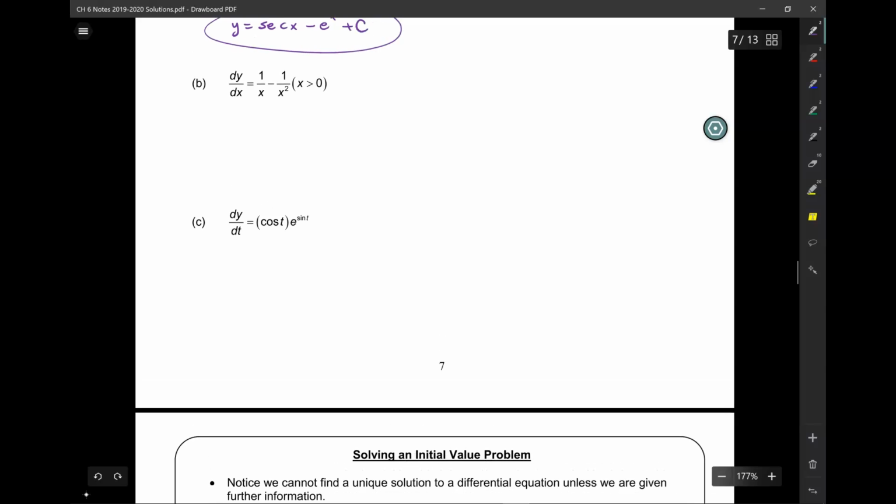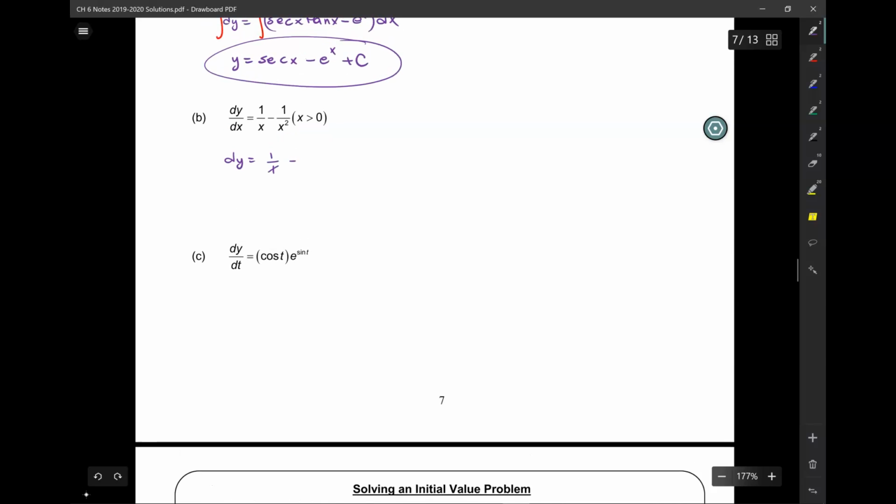Okay, so notice here, for us to even be able to tackle this one, we're told x is greater than 0, right? That's going to come in handy later. Okay, so dy is going to be 1 over x minus 1 over x squared. You know what? I'm not going to write it in that form. Well, 1 over x minus x to the negative 2 dx, and then I integrate.